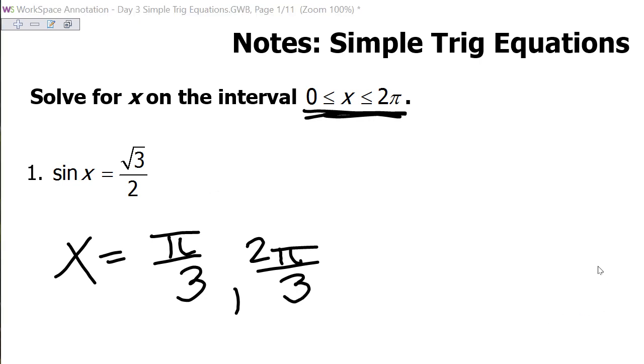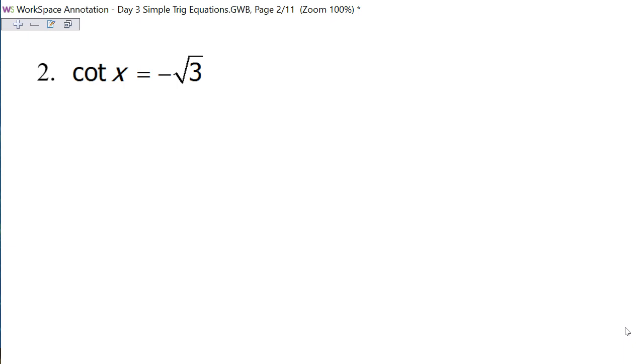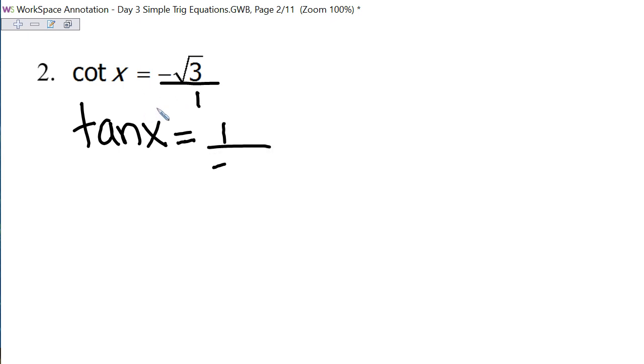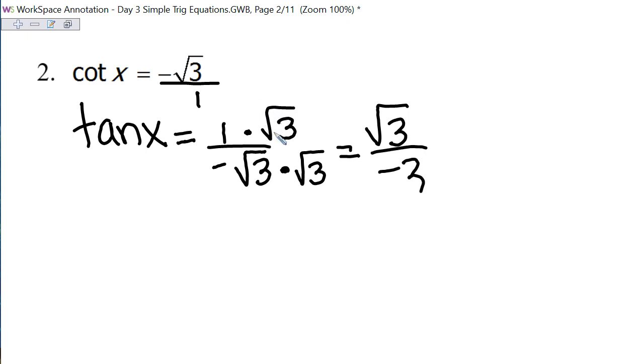Next one, number 2. We need to figure out what angle has a cotangent of negative square root of 3. Instead of cotangent, I can change that to tangent of x is equal to, if this is negative square root of 3 over 1, the reciprocal would be 1 over negative square root of 3. Rationalize that by multiplying both the numerator and denominator by the square root of 3. That gives us that the tangent of x is equal to square root of 3 over negative 3.